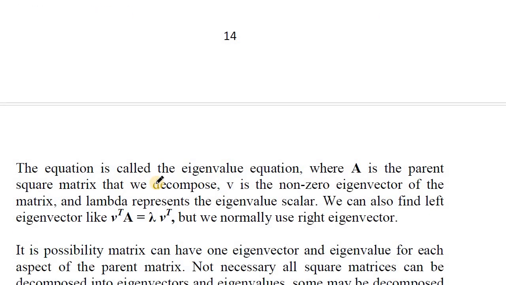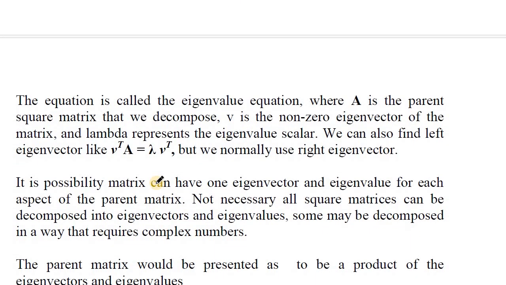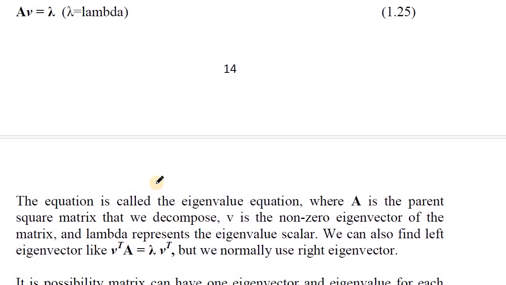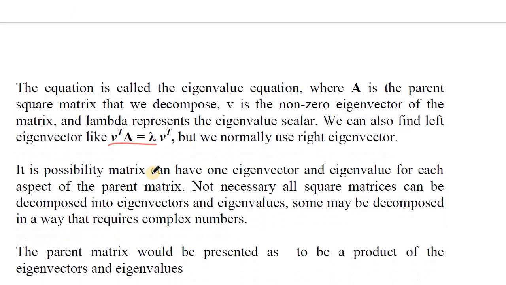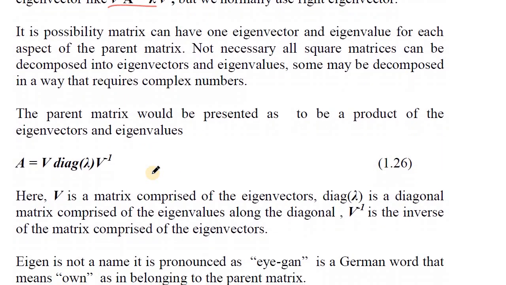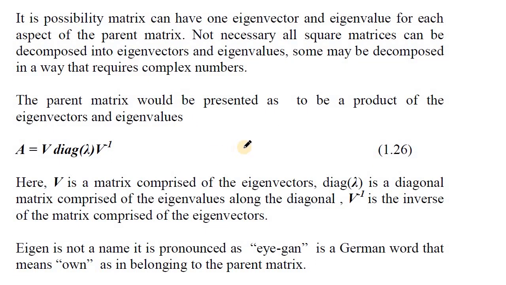Okay. Now we have left eigenvector and we have right eigenvector. Okay, so if I want to write the left eigenvector, then I'll write like this: v transpose A is equal to lambda v transpose. If I want to write the right eigenvector, we write it like this. So it is up to you whether you are using left eigenvector or right eigenvector.